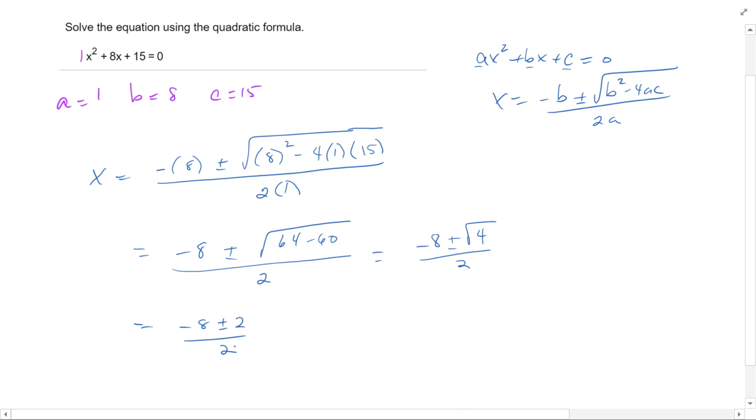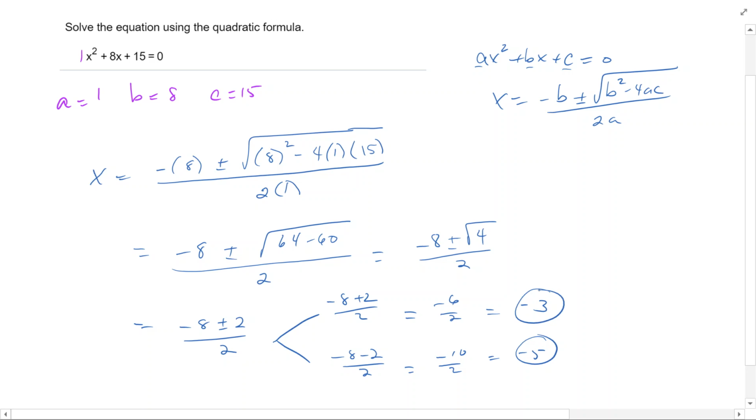Now because these are like terms, I need to combine them. But notice that I have plus or minus 2. So I'm going to have to do both a negative 8 plus a 2 and a negative 8 minus a 2. So the best thing to do is work them out separately. So I got a negative 8 plus 2 over 2 and a negative 8 minus 2 over 2. Okay, so negative 8 plus 2, we get a negative 6 over 2, which gives us a negative 3. Then for the other one, negative 8 minus 2, we'll have a negative 10 over 2, which will give us a negative 5. So my two solutions are going to be negative 3 and negative 5.